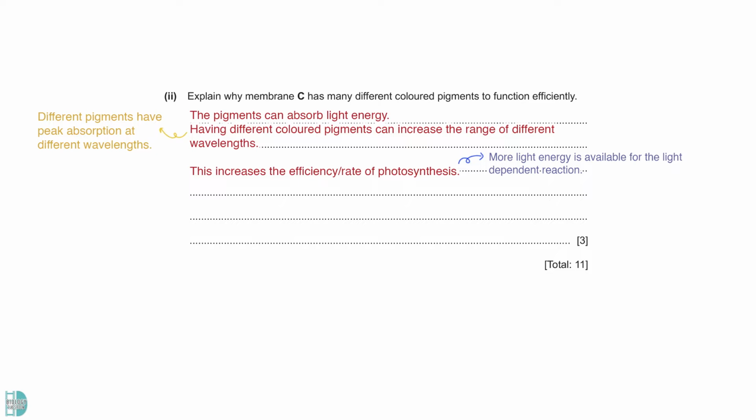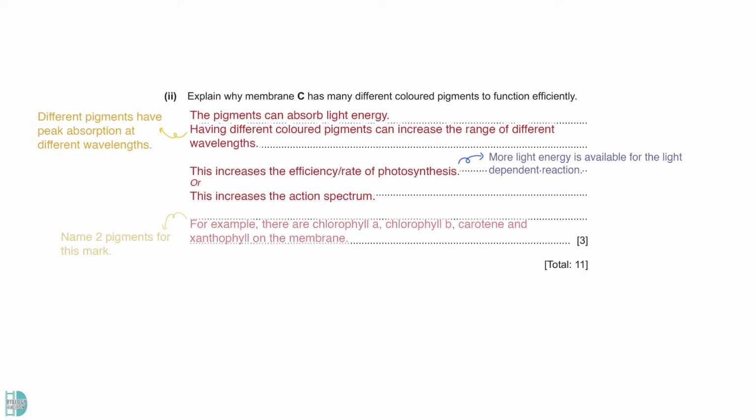So, the rate of photosynthesis, particularly the light-dependent reaction, increases. In other words, this increases the action spectrum. You can also get a mark by naming at least two different pigments.